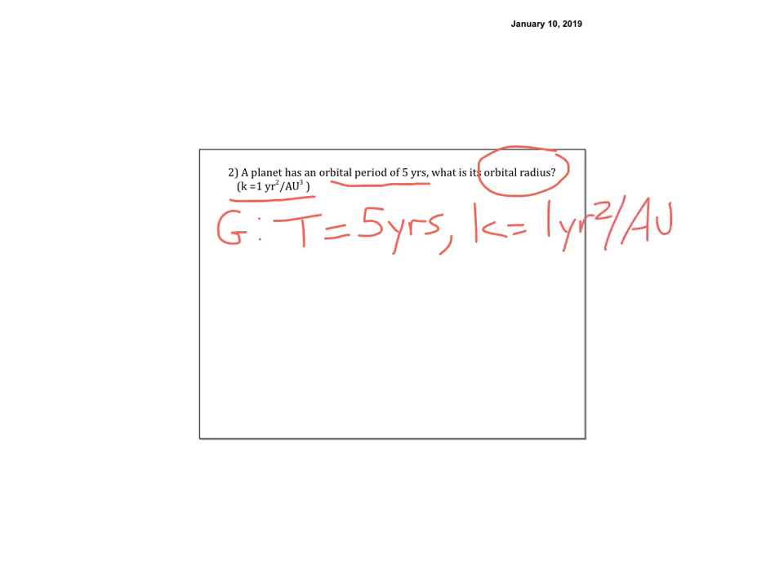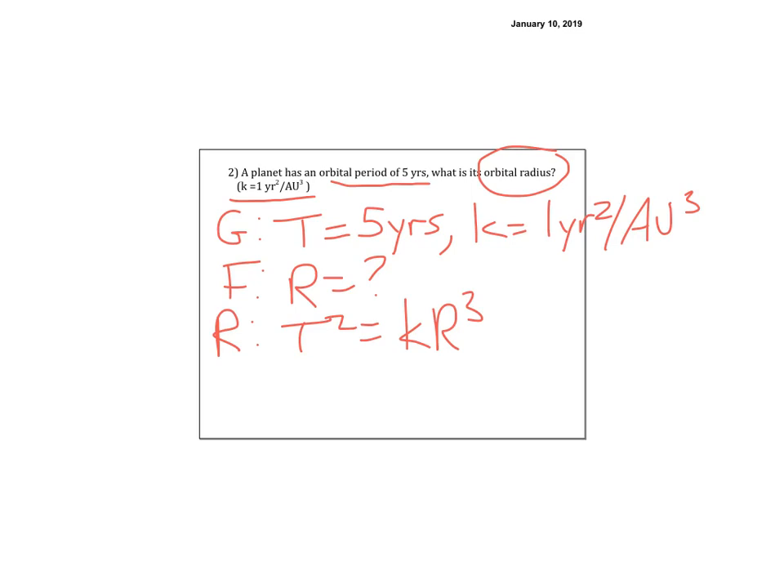Problem number 2 says that a planet has an orbital period of 5 years. What is its radius? We're still in our solar system because K is still equal to 1. Awesome. So we do given, and we say T is equal to 5 years. And we say K is equal to 1 year squared over AU cubed. This is the easy part, right? We're trying to find the radius. It's the same equation, T squared equals K R cubed.